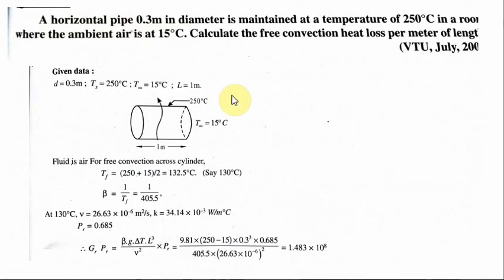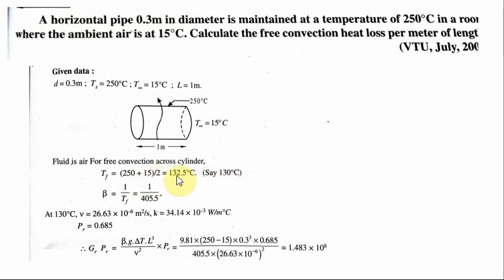Next one is a problem related to horizontal cylinder. A horizontal pipe 0.3 meter in diameter is maintained at a temperature of 250 degrees Celsius in a room where the ambient air is 15 degrees Celsius. Calculate the free convection heat loss per meter length of the pipe. So given that as a diameter of the tube, then surface temperature and ambient temperature, length of the tube or cylinder.